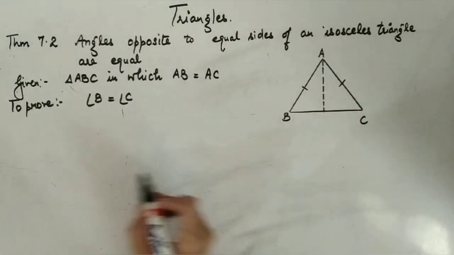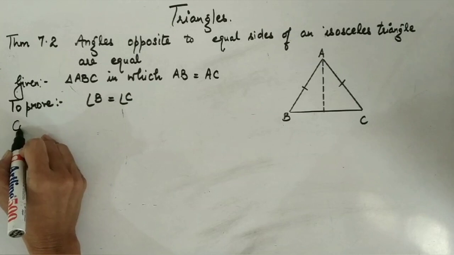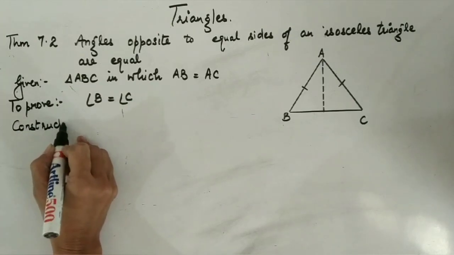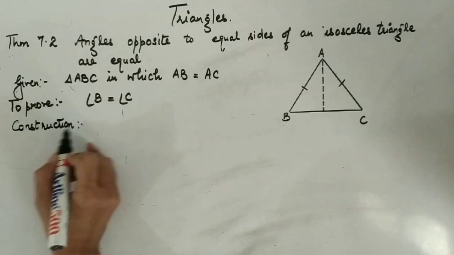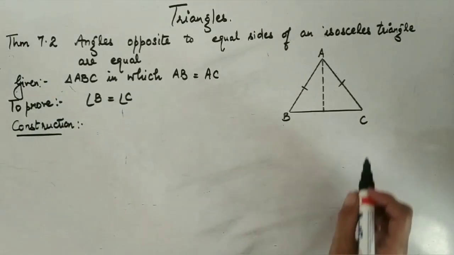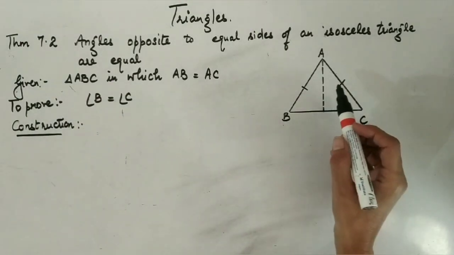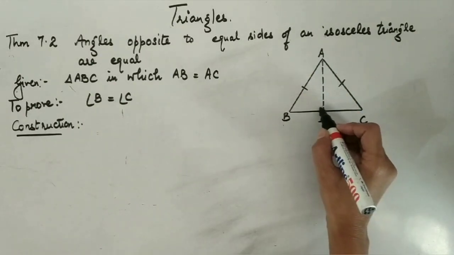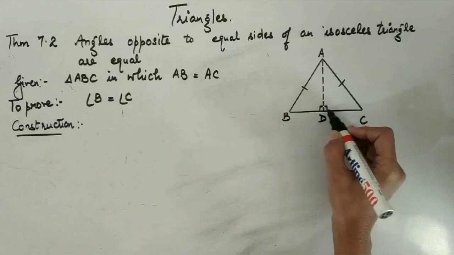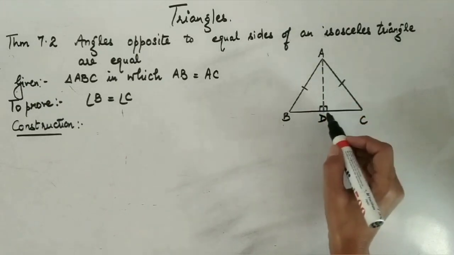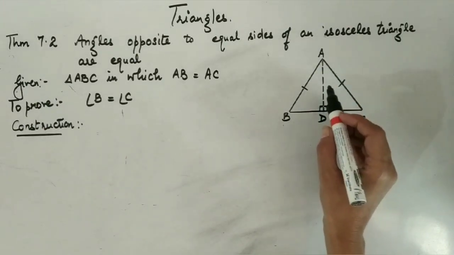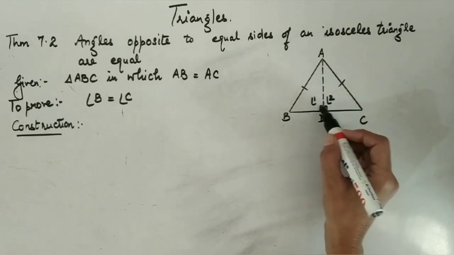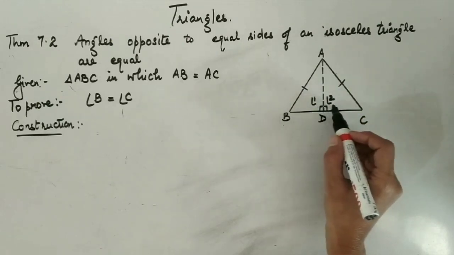So we'll have a construction. In fact, this theorem can be done in n number of ways. There are many ways of doing this one. So we can have any kind of construction over here. The construction which I have chosen, I've drawn AD as an altitude. If I take AD as an altitude, I'll mark these as angle 1 and angle 2. Angle 1 and angle 2 are each 90.